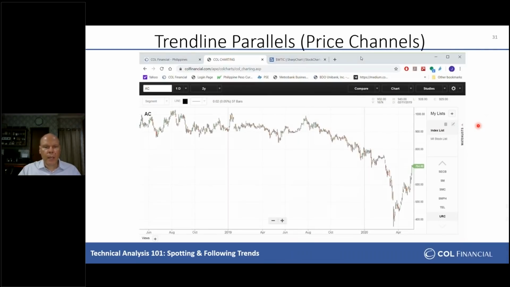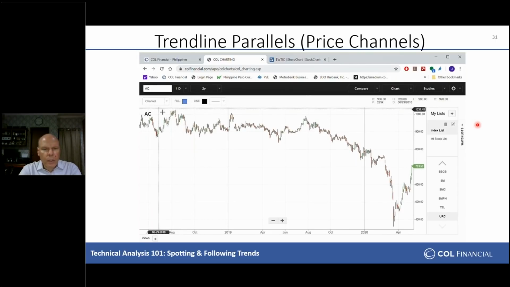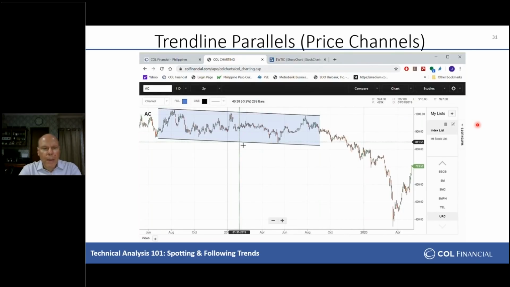Okay, let's have a look at that. Here's an example of using a price channel. This is Ayala Corporation. We have a 2-year graph here, but let's look at the channel feature. You can click on this, and it'll start drawing a trend line. But the minute you click it, it will allow you to draw the second parallel line, which builds a channel. And you can move it around to adjust if you wish.